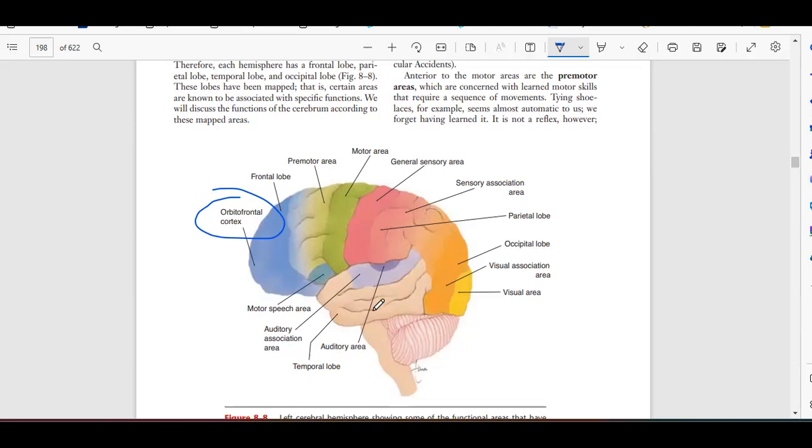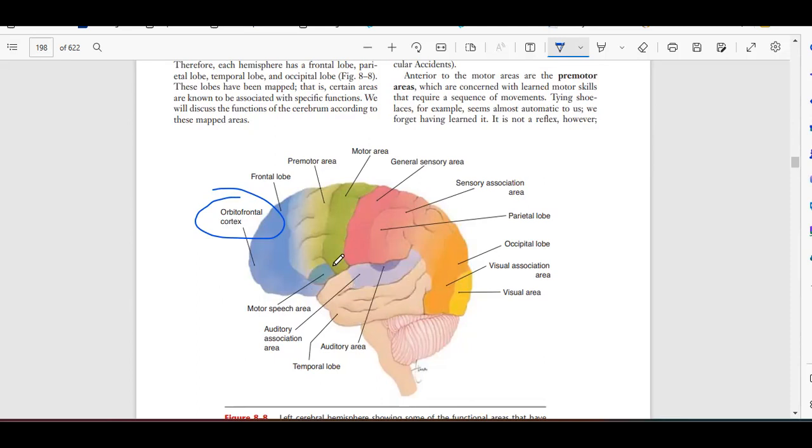Social performing activities are associated with the orbitofrontal cortex. If this area is undeveloped, the symptoms will be seen in your body. So this is all about the frontal lobe.